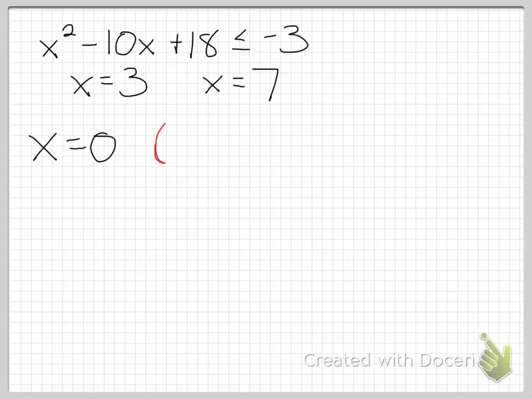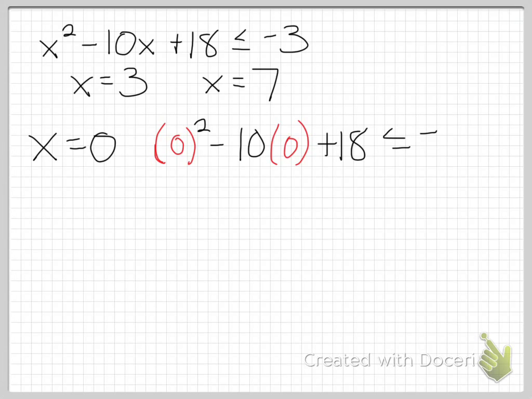So rather than x squared, I'm going to say 0 squared minus 10 times 0 plus 18 must be less than or equal to negative 3. And is that true? 0 squared is obviously 0, minus 10 times 0 is still 0, which gives me 18 is less than or equal to negative 3. Is that true? Absolutely not. So that is not going to be a viable solution.